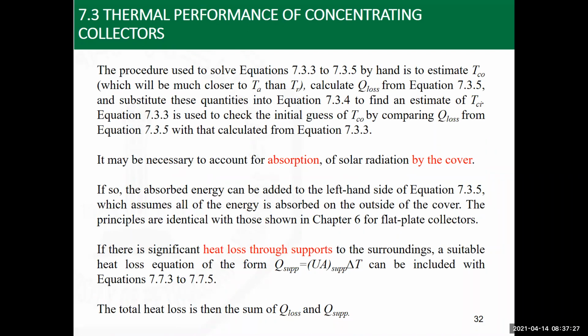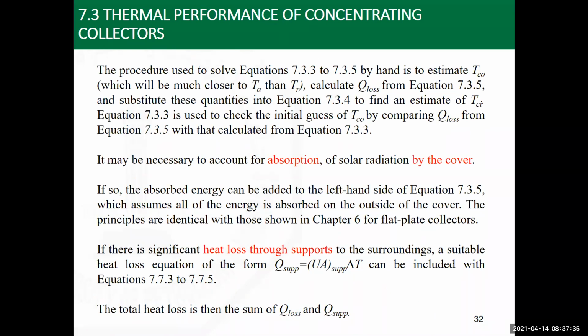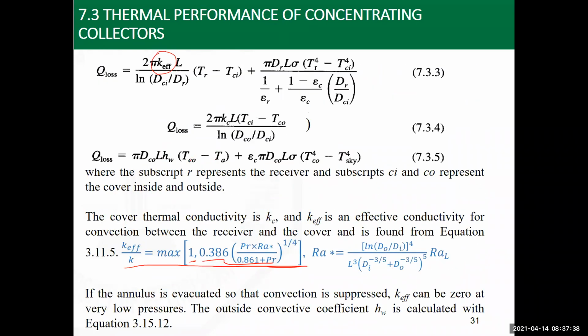It's an iterative way to solve the problem. We start by assuming a value of the temperature, which is Tc outer, in this equation. You assume a value of Tc outer. We have a receiver temperature, an inner surface temperature, and an outer surface temperature. So we start with the outer surface temperature to be assumed. This is going to be less than the inner temperature, less than TR, so it is closer to the air temperature. So we assume a value which is somehow close to the air temperature. Then we assume this value.